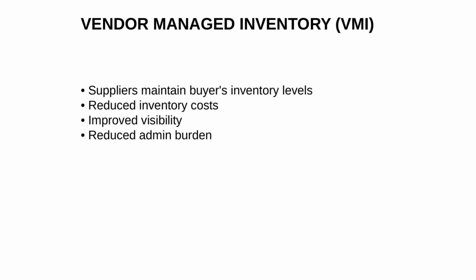Vendor-managed inventory, or VMI, is a collaborative model where suppliers take responsibility for maintaining the buyer's inventory levels, typically using shared demand and inventory data. VMI can reduce inventory costs, improve visibility across the supply chain, and lower administrative workload for the buyer because replenishment decisions are partially transferred to the supplier.